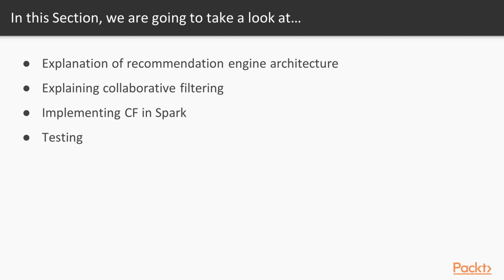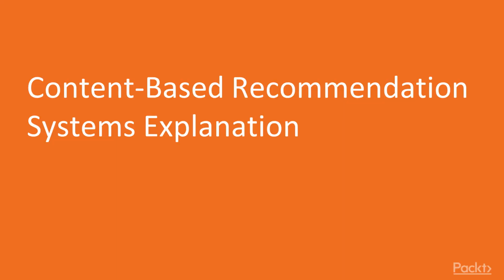Next, we'll be implementing collaborative filtering in Apache Spark. The code without testing is not good code. That's why we'll be testing our model in all possible ways. And this is the first video of our fourth section, and we'll be explaining the content-based recommendation system.